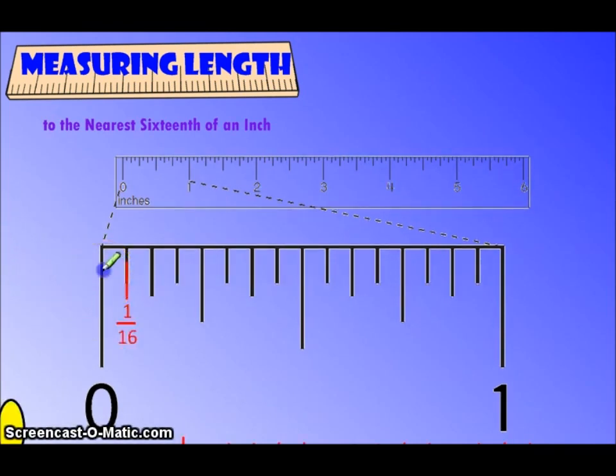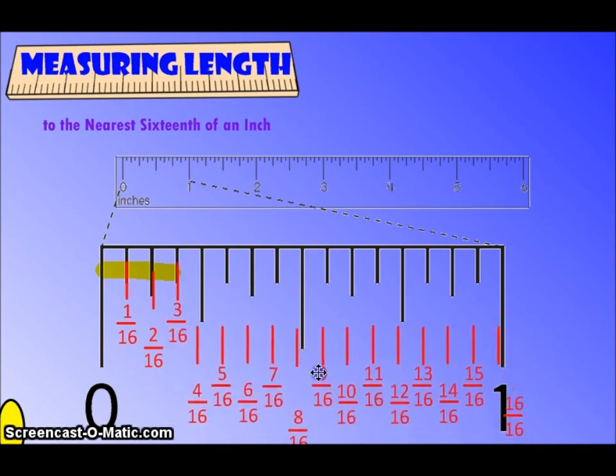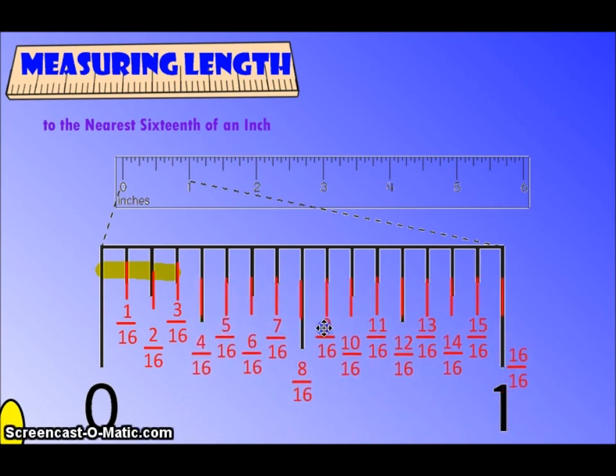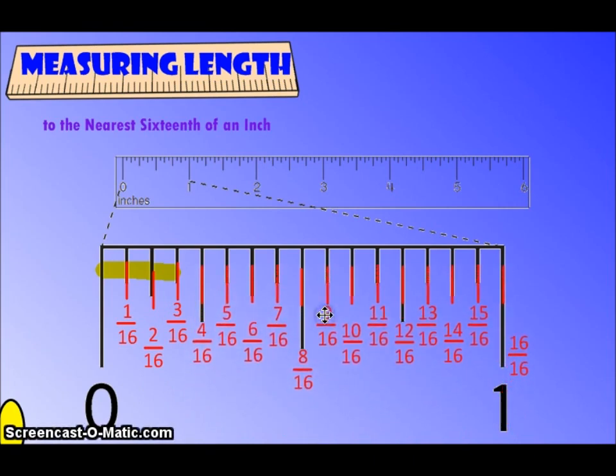Two spaces would be 2/16 of an inch. 3 spaces would be 3/16 of an inch. And so forth until you count all the way to 16/16 or 1 whole inch.